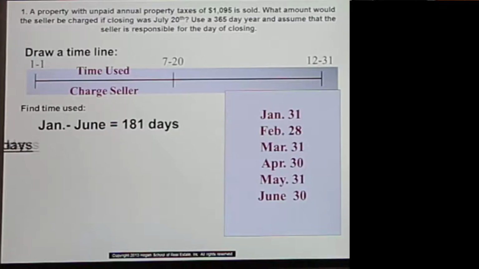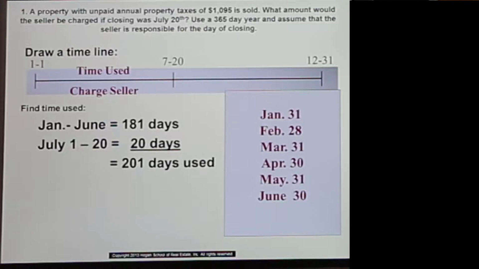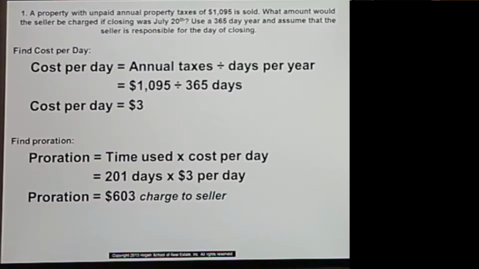181 days. So for July, we have 20 days, and now we're including the day of closing, charging the seller, because the question says the seller is charged for the day of closing. So we have a total amount of 201 days used. That's our second step. Third step, remember, is find the cost per day.